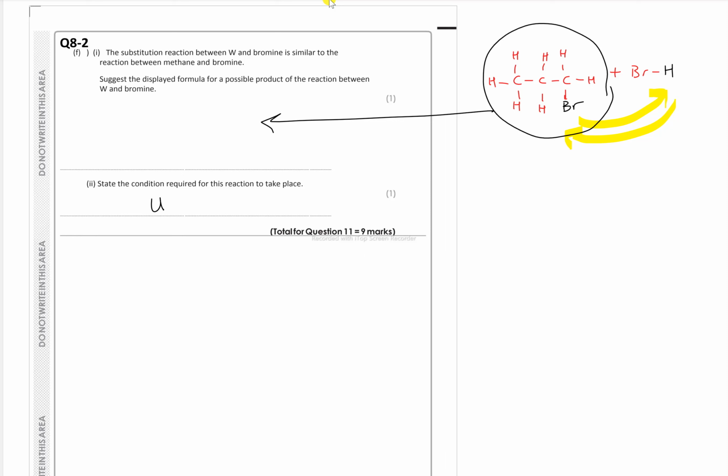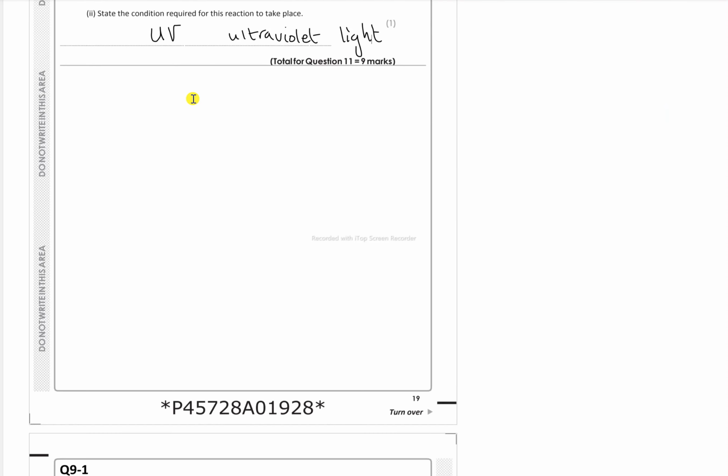Right, you need UV light, ultraviolet light. Let's keep going.